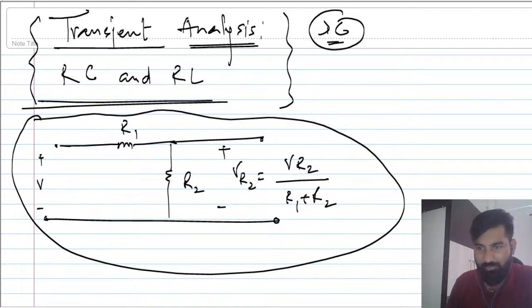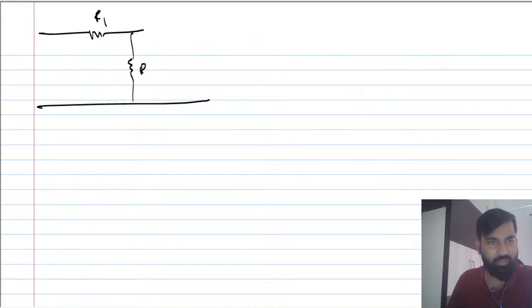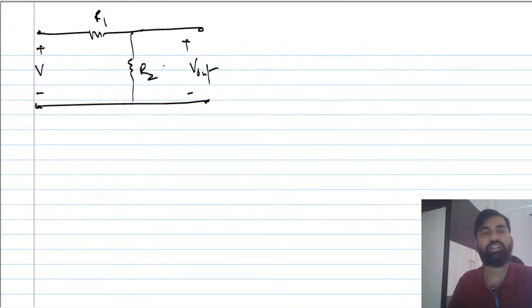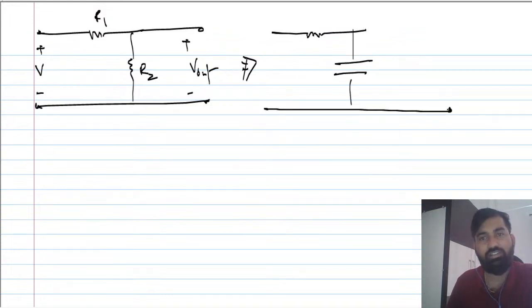But suppose I replace this R2 with a capacitance. This was the first circuit we took, R1 and R2, and we were able to find the output voltage by applying voltage division. Now there is a capacitance here, and this is the capacitance and this is the resistance.